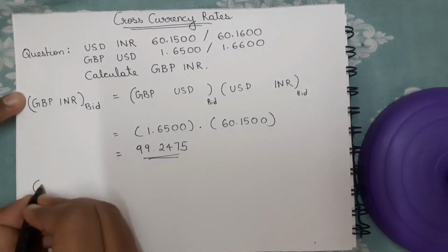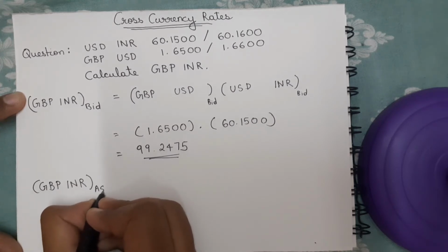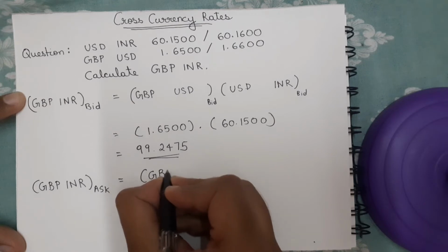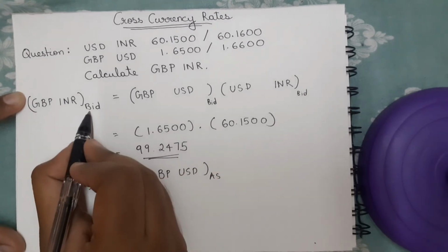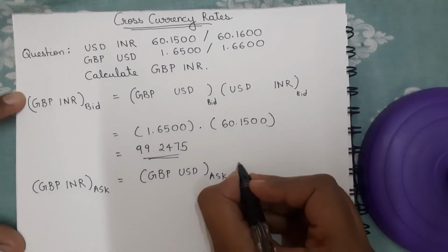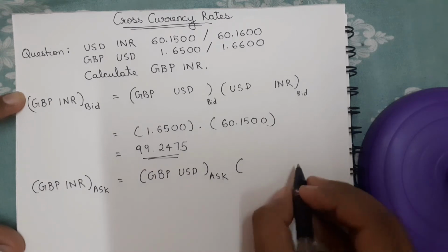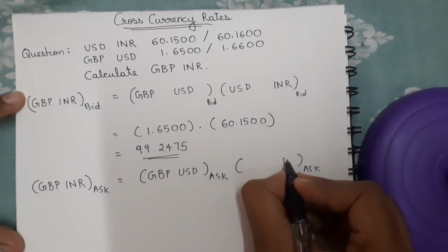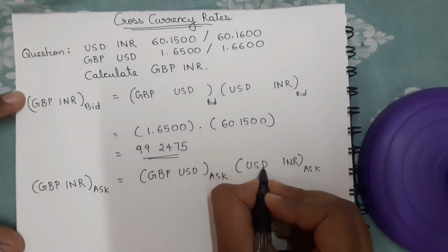Now we have to find the GBP INR ask rate. The same way how we found the bid rate, we will find the ask rate. So GBP USD ask rate. Here it was bid, so these both would be bid. Now we are finding the ask rate, so we would put ask rate over here. See, the first one was GBP, so the first currency we have put as GBP. Then the second one is INR, so in the second brackets last position we have put INR. The left-over currency USD, we have filled over the left positions.